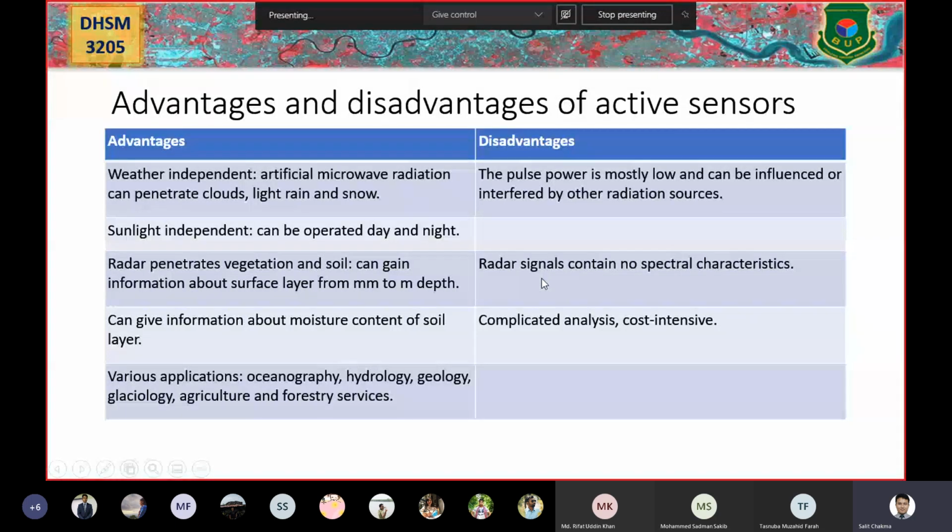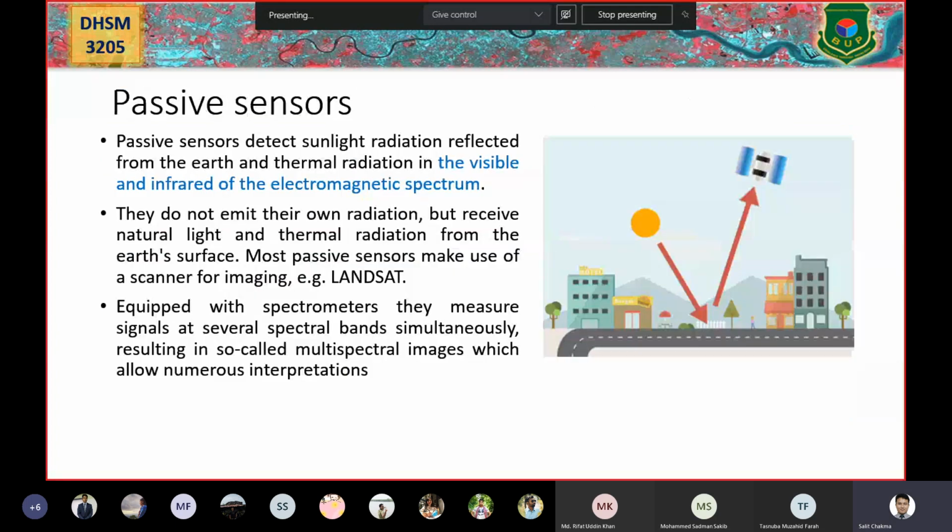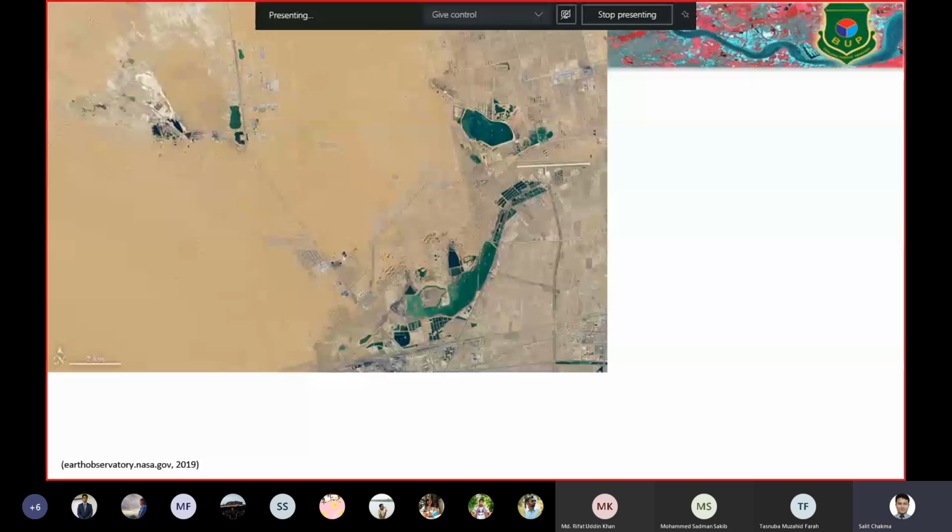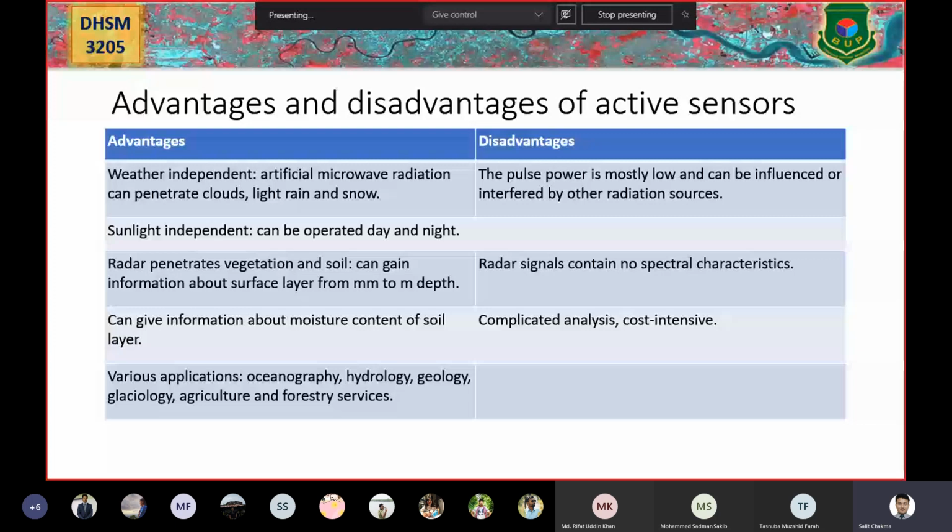Okay, now the second problem is the radar signal does not contain any spectral characteristics. So what is spectral characteristics? It does not have any bands. Okay, do I have that slide? What is band? No, I do not. I will come back to this. So it does not have any spectral bands.